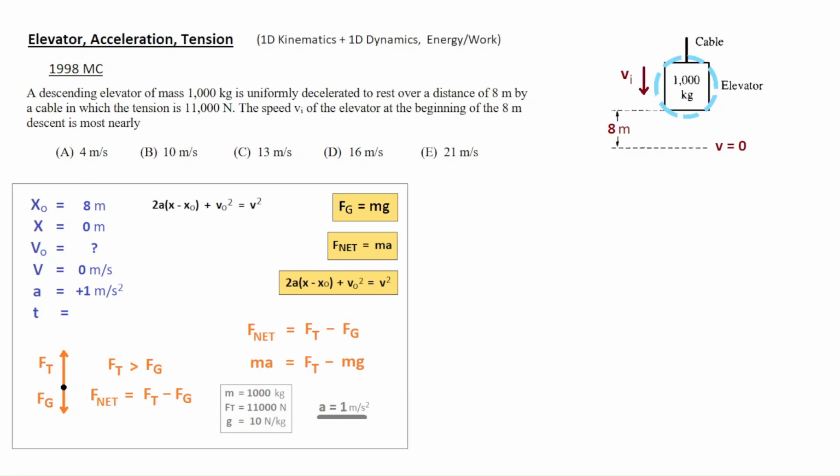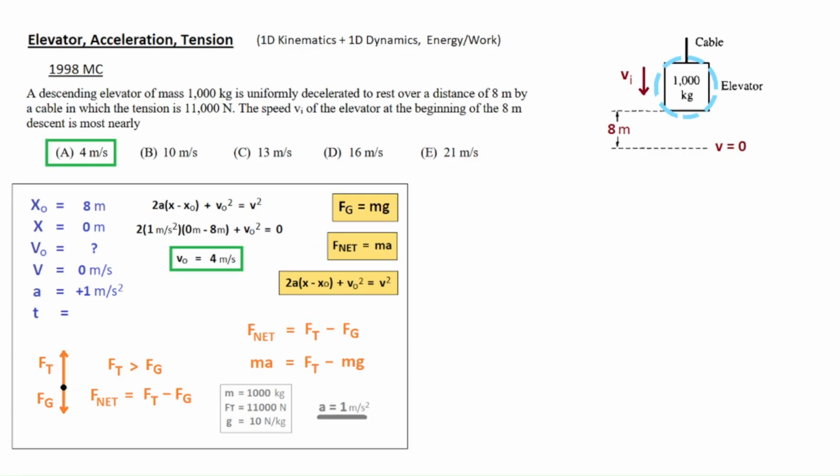Here I'm just making the equation stand out so I can plug into it. Here are the numbers from the list put into the correct locations, and now we just need to do the algebra and solve for variable vi. Doing so, you'll get an answer of 4 meters per second for choice A. As mentioned, there is a second route that we can take to prove this answer of 4 meters per second.